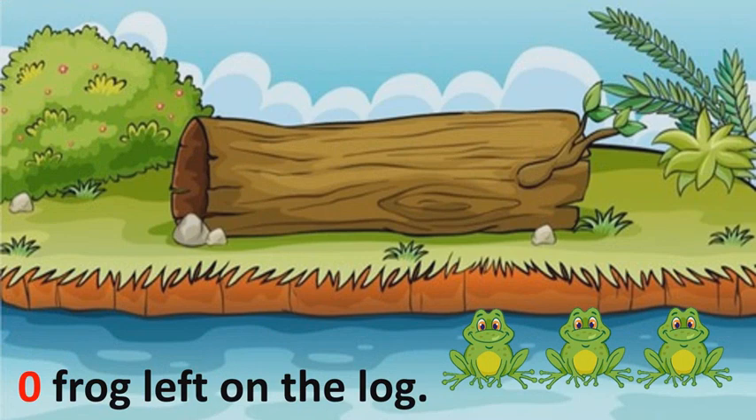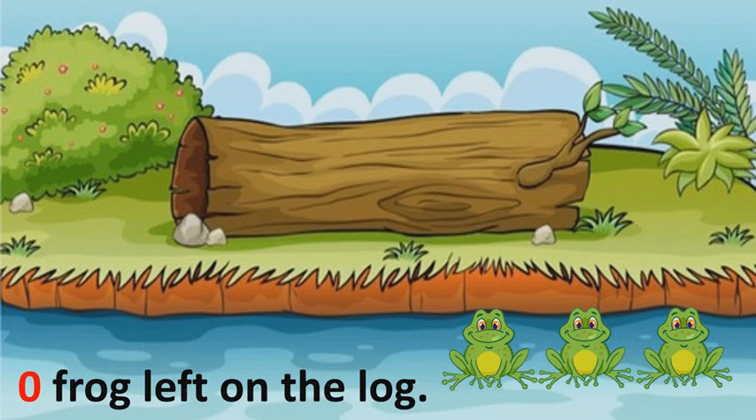In this picture, how many frogs are there on the log? There is no frog on the log. There is nothing. Nothing means zero. That means we can say that zero frogs are left on the log.